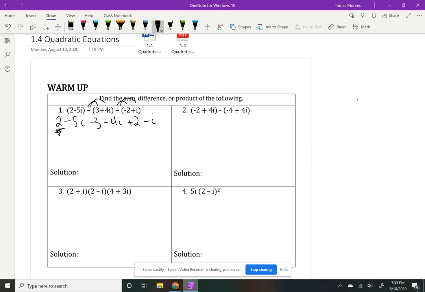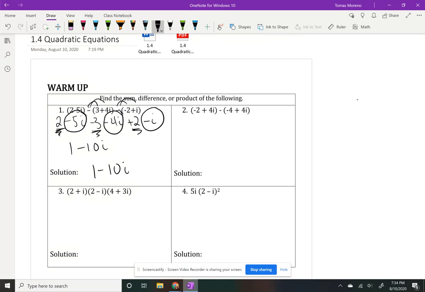So I want to get all my numbers together. So 2 minus 3 plus 2, well, that's just 4 minus 3, which is just 1. I get all my i's together. Negative 5, negative 4, that's negative 9, minus 1 more, negative 10. And that's my solution. That's my complex number, the real part and the imaginary part.